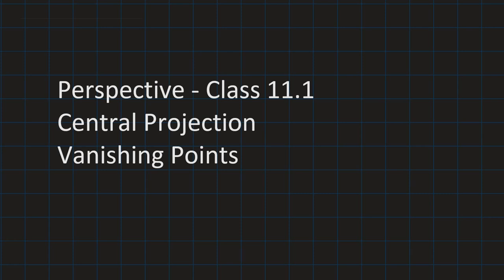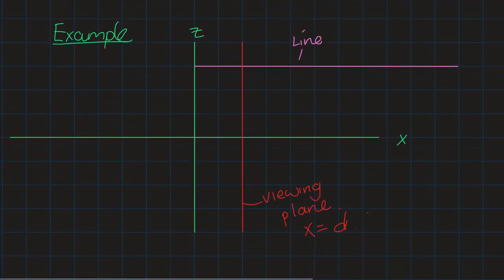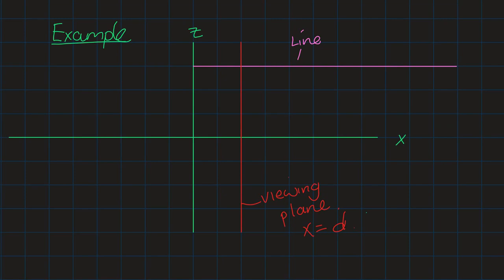Now vanishing points are a phenomenon which occurs in central projection when you centrally project lines. Whenever you centrally project a line there's a chance that you'll create a vanishing point. To keep things simple in this particular video we're only going to consider centrally projecting lines which are parallel to the x-axis. In future videos we'll deal with more general lines. So let's look at a geometric picture of what's going on.